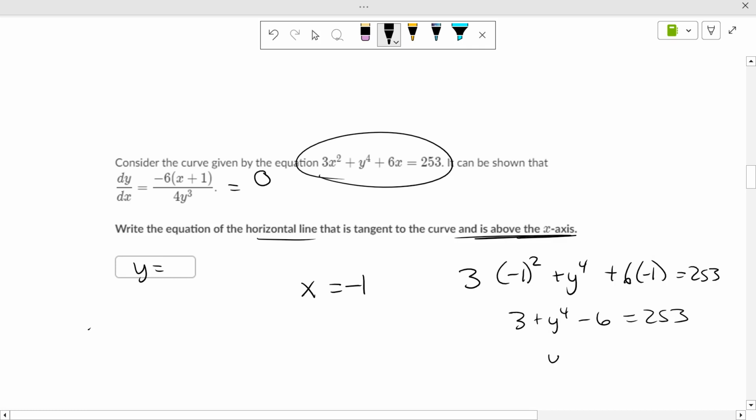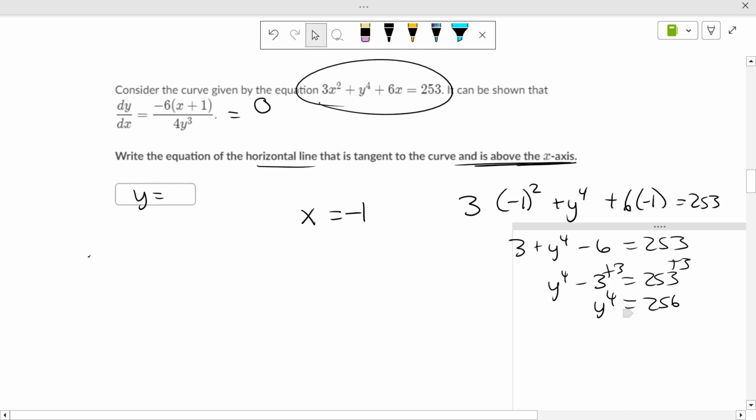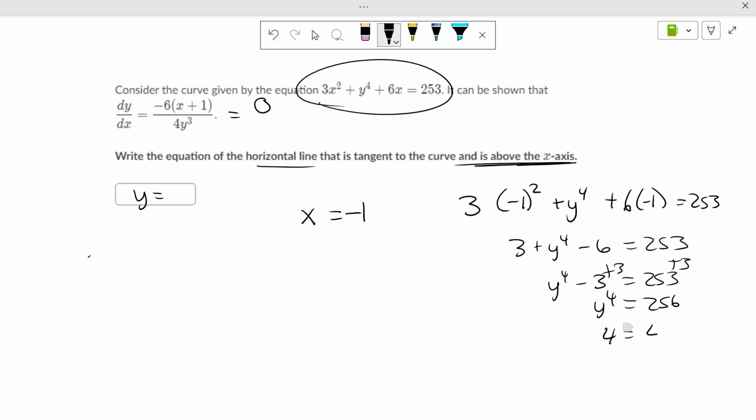This is 3 plus y to the 4th minus 6 equals 253. 3 minus 6 is negative 3 equals 253. Add 3 to both sides. Y to the 4th equals 256. What to the 4th power equals 256? 4. Because 4 times 4 is 16 times 4 is 64 times 4 is 256. So y equals 4 is my magic number.